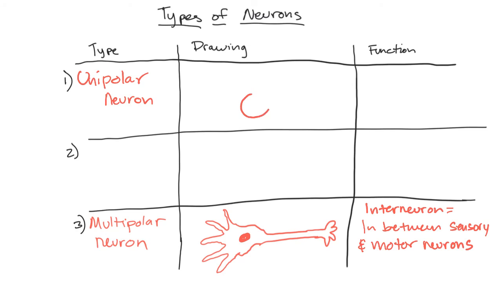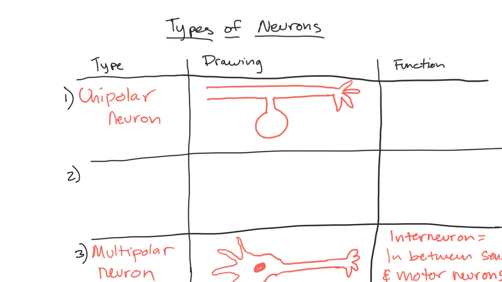Where you have a cell body, and then right off the cell body it branches, going in both directions. I should give myself more space here. But you still have dendrites on one side, and then the axon terminal on the other. And so the signal would go in this direction.